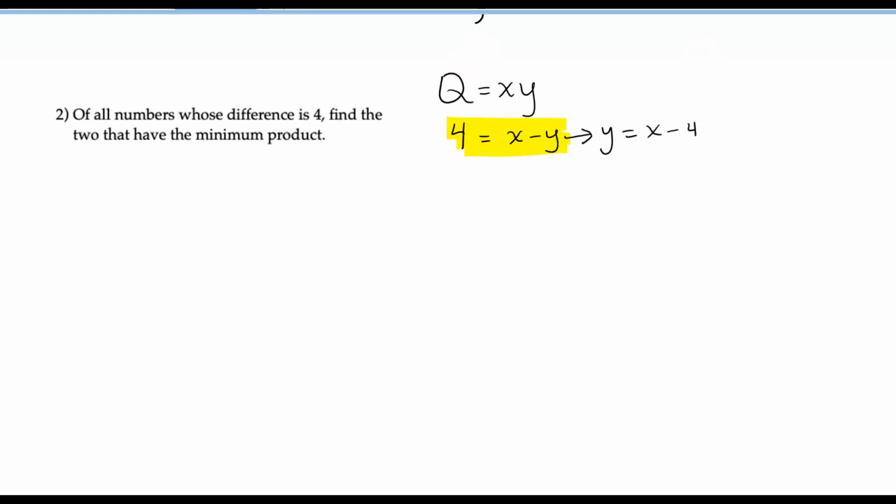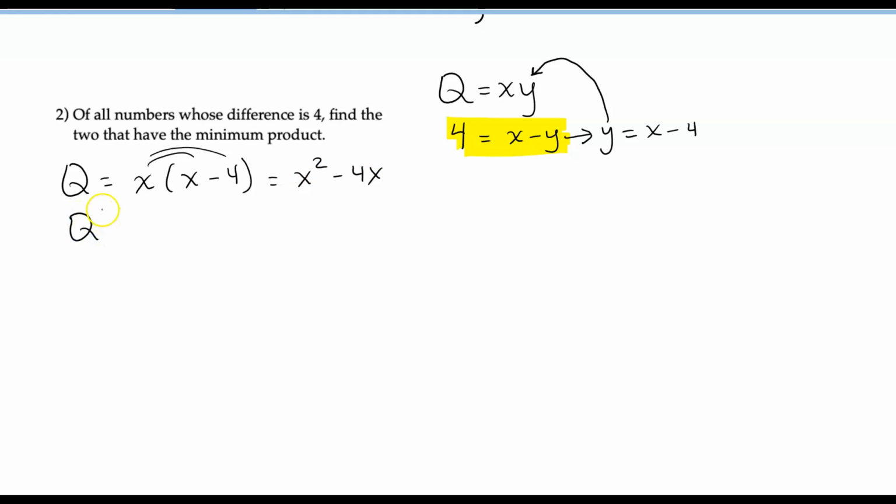All right, I won't explain that in too much detail. But now you back substitute it into your q function, and you say x times x minus 4, and then you carry out that simple distribution. You get x squared minus 4x. So this is the function then that we want to minimize in this case. And in order to do that, we take the derivative.